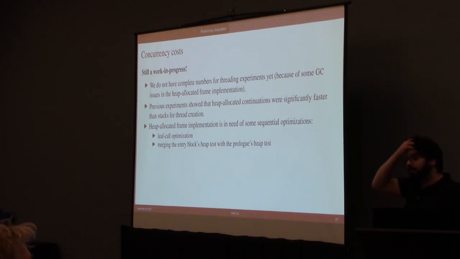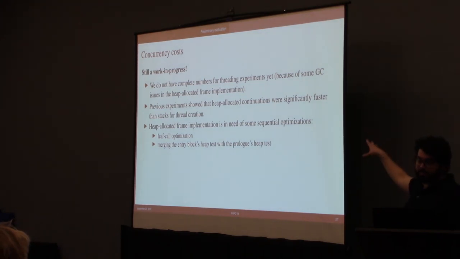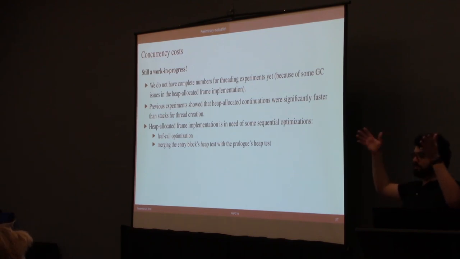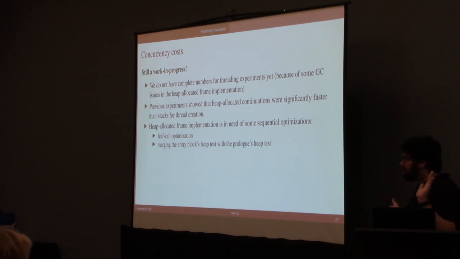Okay, so yeah, concurrency costs, well, this is why it's a work in progress. As I mentioned, it's actually quite difficult to deal with heap allocated frames, especially when the garbage collection system was set up to handle immutable data as efficiently as possible. Throwing mutable data into the heap adds some complications when you want to promote one call stack into a shared heap so that another thread could potentially synchronize and use it. So it's a bit complicated, but we have a design in mind to fix this issue.